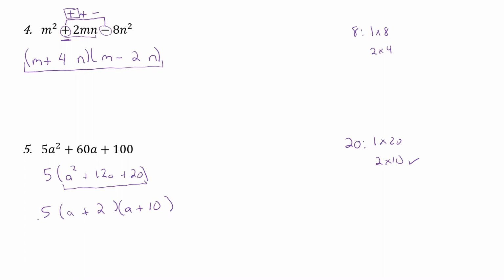Okay. And so then if I multiply this back out, I'll have a squared and then plus 10a plus 2a, so that's 12a, plus 20. And so I'm at this point. Then if I multiply the 5 back out, I'm back up to here. And so all of this is the factored form. You have to keep that 5 out plus the two binomials, and that's your completely factored form.